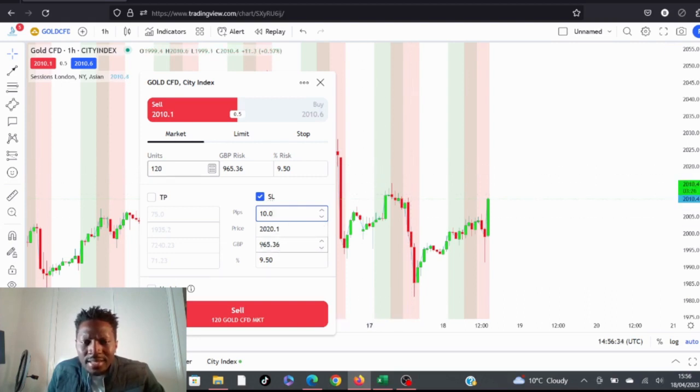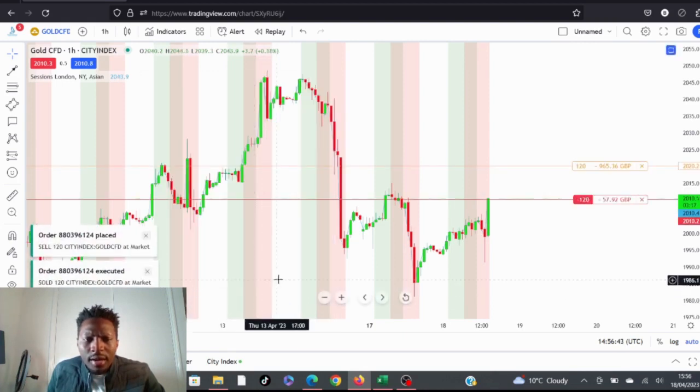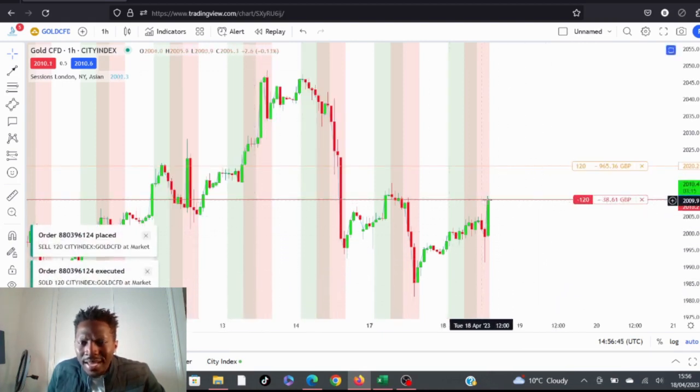So that's going to be where my stop loss is. And that's the amount I stand to lose if this market goes against me, because I think a lot of people don't really show that. So I'm going to go ahead and place the trade. As you can see, the trade has been executed. The stop loss is right there, and that's the amount I stand to lose on that trade.